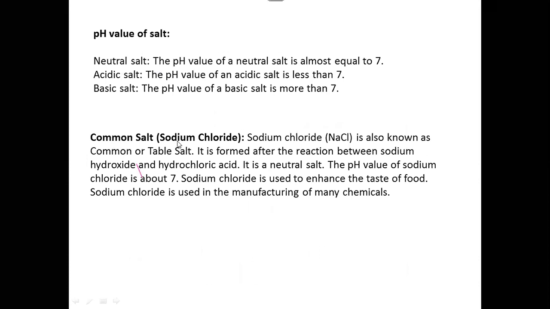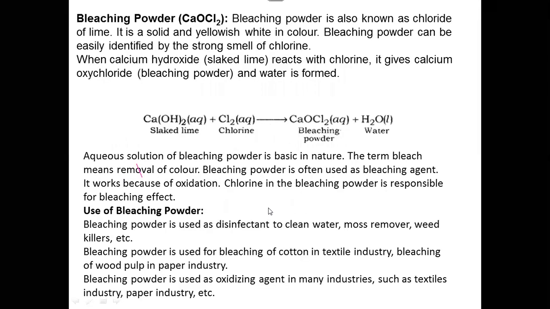Then common salt, sodium chloride. It is also called a table salt. It is formed by reaction between sodium hydroxide and hydrochloric acid. Both are strong acid and strong base. Therefore, this salt is a neutral salt. The pH of this salt is 7 because it is a neutral salt. It is used to enhance the taste of food and it is used for manufacture of many chemicals.